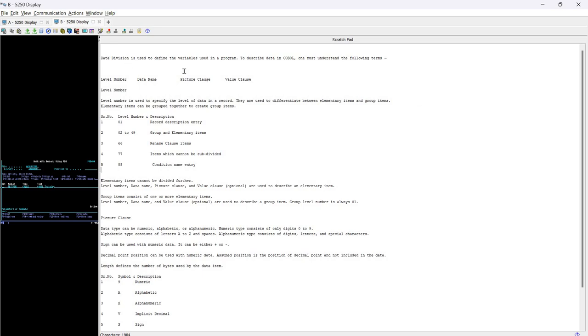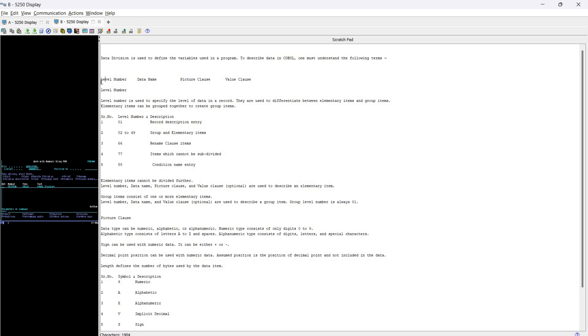Just look at the first line. Data division is used to define the variables used in a program. That we know, right? In the introduction session, we saw the four divisions. So the data division is used to define the variables used in a program. To describe the data in COBOL, one must understand the following terms.